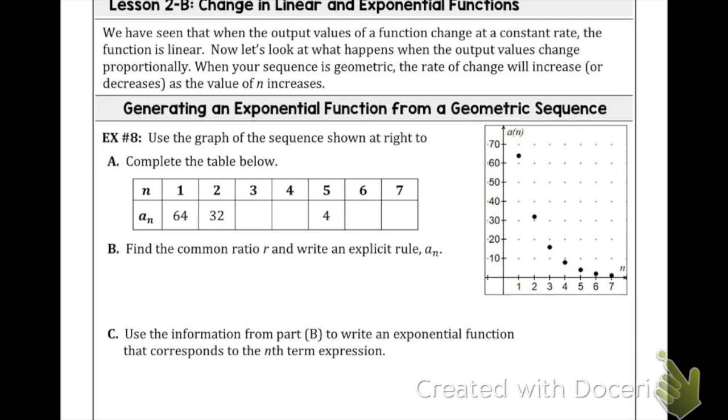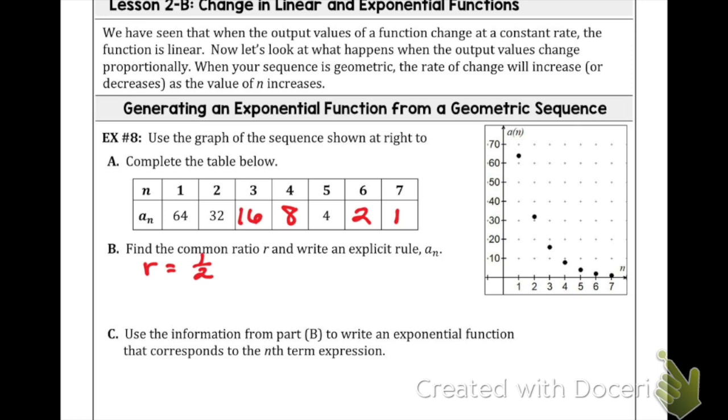So at 1, it looks like we're at 64. 2, they're saying we're at 32. At 3, I'm going to estimate we're at like 16. We want to make our numbers look nice here. You can see where I'm going. 4, I'm going to say 8. 5 is 4. 6 is 2. 7 is 1. So what's the common ratio happening? That one's an easy one to see. We're taking half each time.